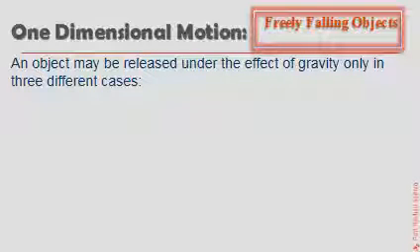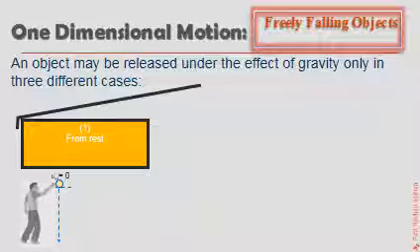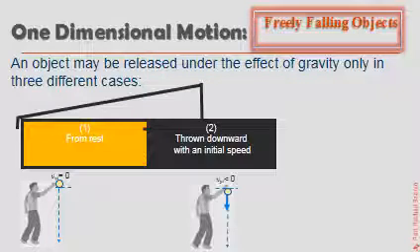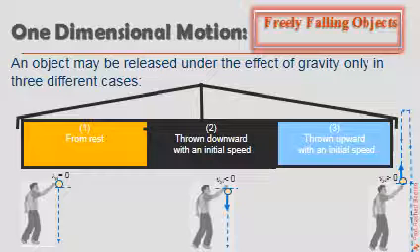There are three different cases of interest to be considered here. The object is released from rest, which means that the initial velocity is zero; then the object is thrown downward with an initial velocity; and finally the object is thrown upward with an initial velocity.